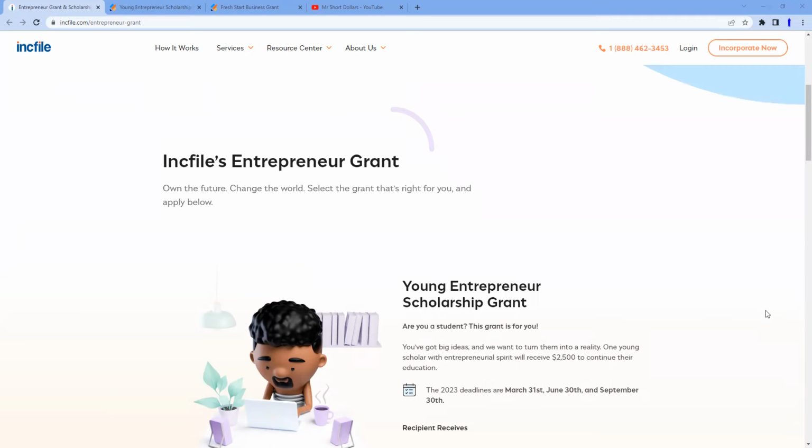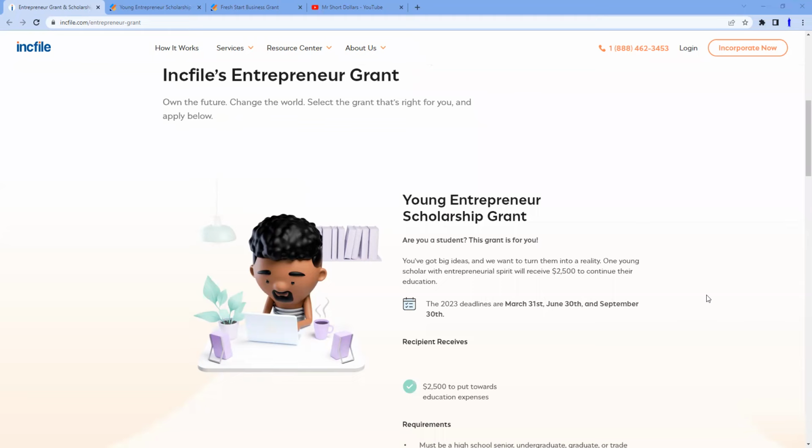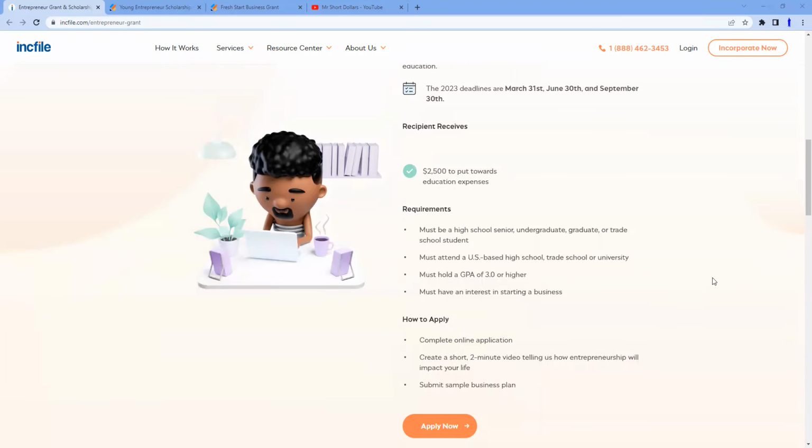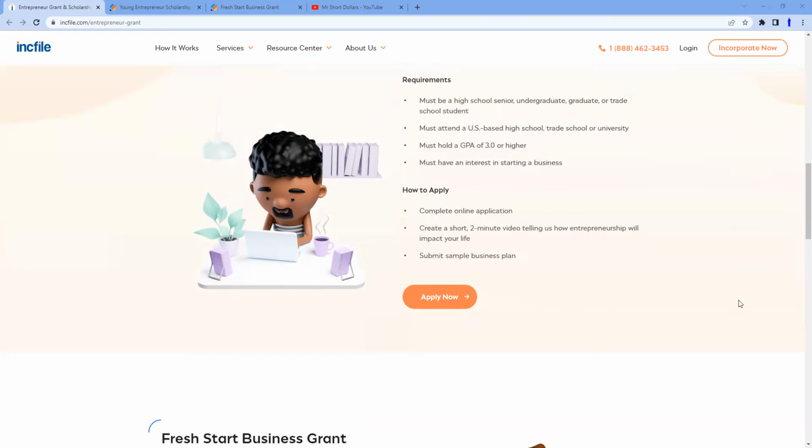The first one, again, is the Inkfile Entrepreneur Grant, the Young Entrepreneur Scholarship Grant. The grant has an application deadline of June 30th. It's $2,500. Some of the basic requirements: you must be a high school senior, undergraduate, graduate, or trade school student, must attend a U.S.-based high school, trade school, or university, must hold a GPA of 3.0 or higher, and have an interest in starting a business. Easy things to do: apply, complete the online application, create a short 2-minute video telling them how entrepreneurship would impact your life, and a sample business plan.